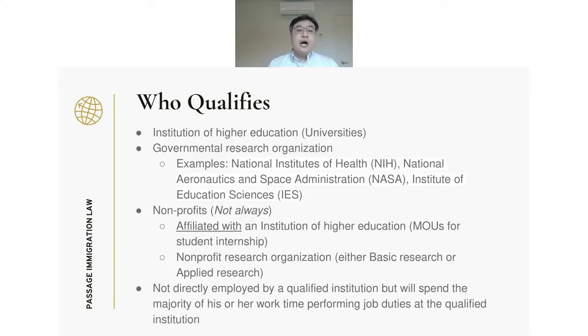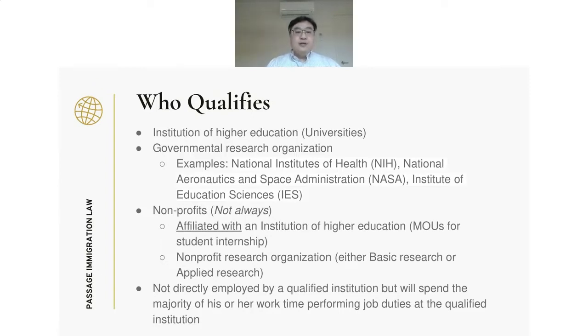The second category is governmental research organization. I just listed a few examples to help your understanding of this type. So research organizations related to government, and research organizations under supervision of government agencies. For example, NIH, NASA, IES. These are just examples, and other research organizations related to a government agency can qualify for this.